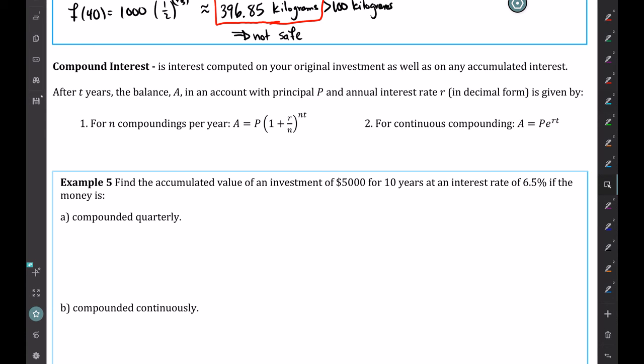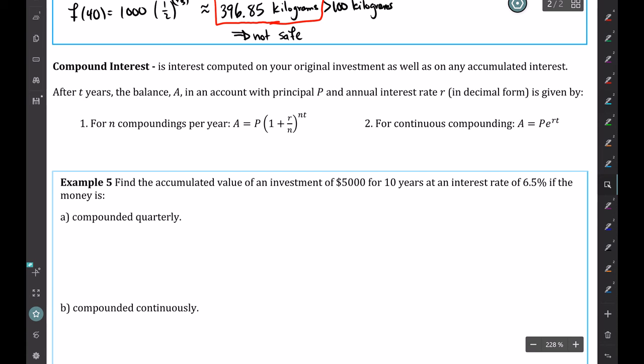So again, P is the principal. That's how much you have invested at the initial time, or time 0, let's say. And then t is the time, t years down the road, that you want to know how much you're going to have in your account. N is the number of times you compound per year, and r is your interest rate.